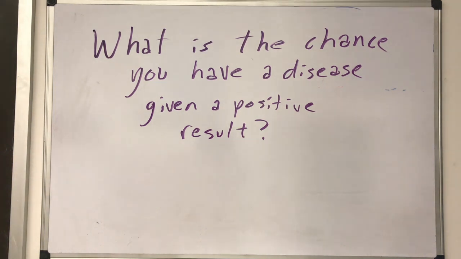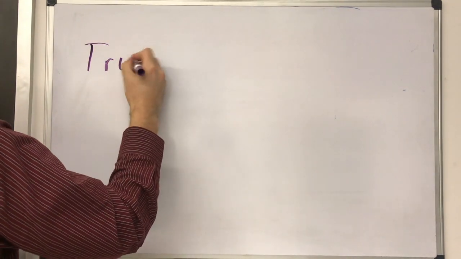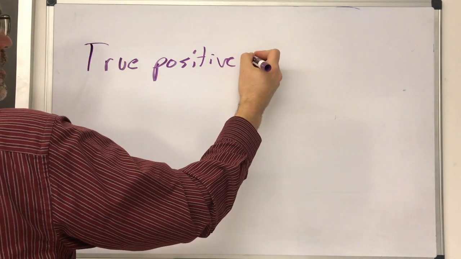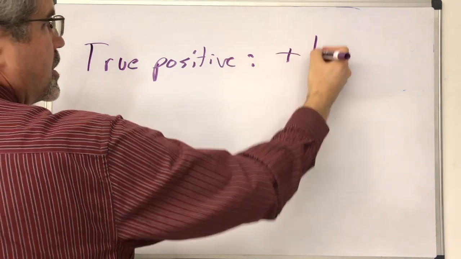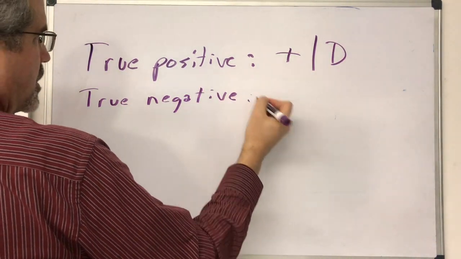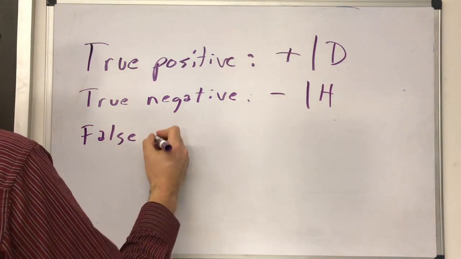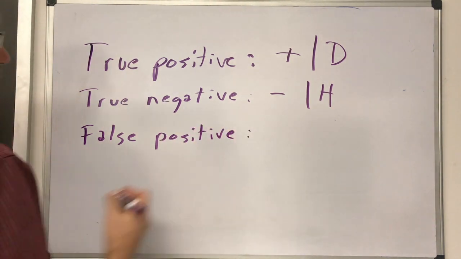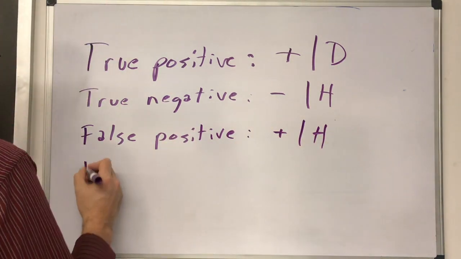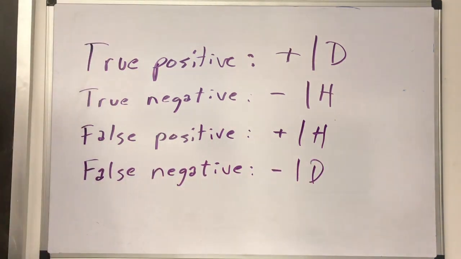First, we have to define false positives and false negatives because that's where I got things confused in the first class. The true positive rate is the chance that you have a positive result given that you have a disease, and the true negative rate is the chance that you have a negative result given that you're healthy. The false positive rate is the chance that you get a positive result given that you're healthy, and the false negative rate is the chance that you get a negative result given that you're diseased.